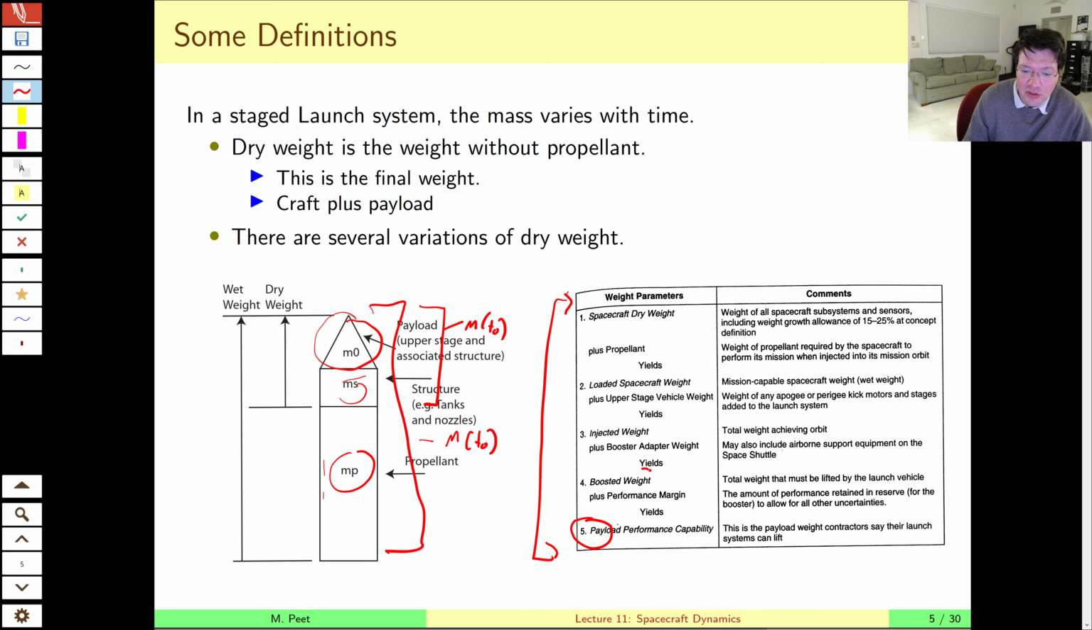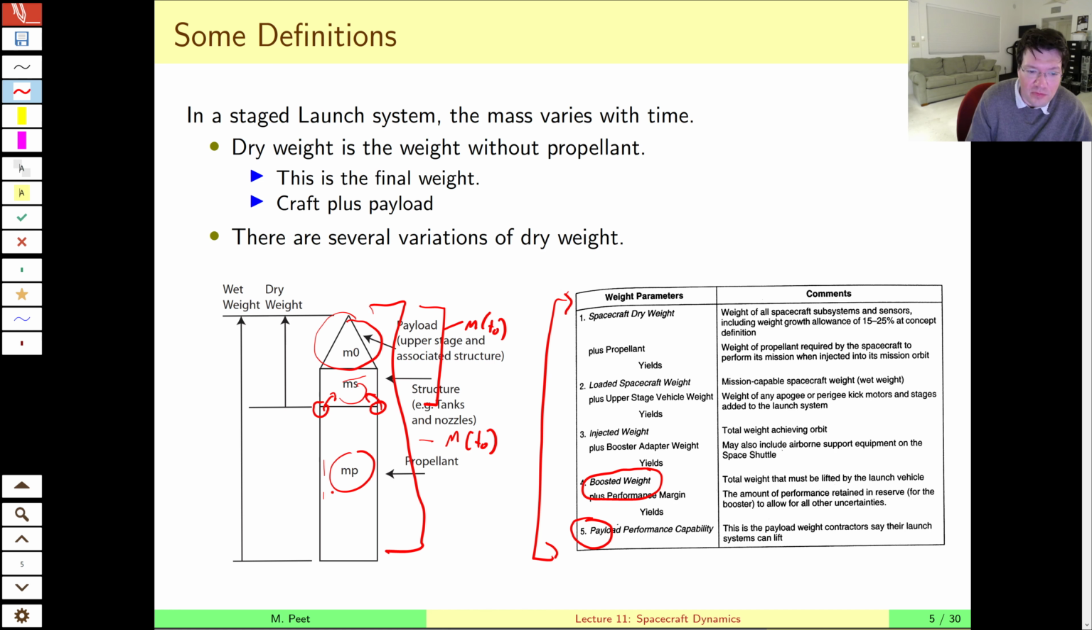So the boosted weight is whatever the rocket system says it can lift. That's what it lifts. It has a little bit of performance margin built in there. So you add injected weight plus booster adapter weight. There are little adapters here to attach the top of the rocket to the bottom of the rocket, and you can really include that in structural weight. So we'll consider that part of structural weight.